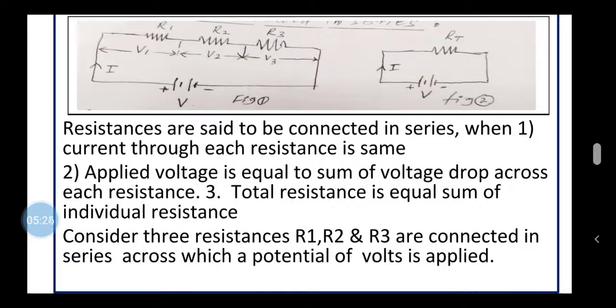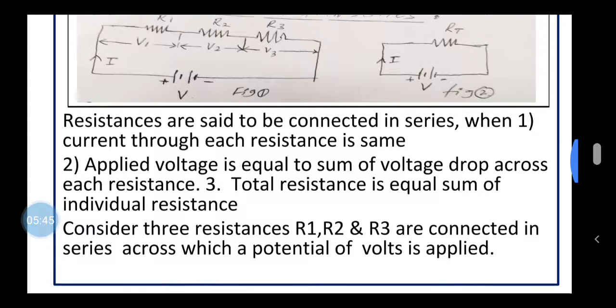Resistances are said to be connected in series when the current through each resistance is the same. The applied voltage is equal to the sum of the voltage drops across each resistance. The third point is that the total resistance, or equivalent resistance, or effective resistance, is equal to the sum of the individual resistances connected in series.